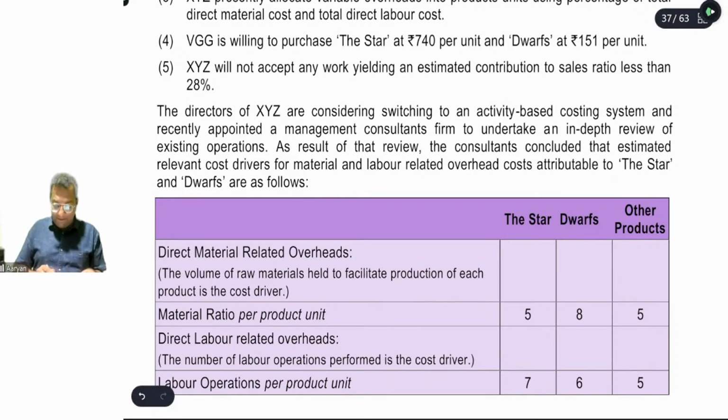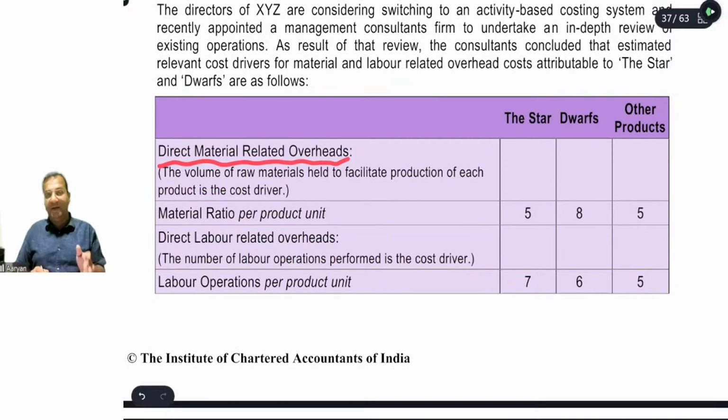For direct material related overhead, 36 lakh rupee is the cost pool. The volume of material held to facilitate the production of each product is the cost driver. Intentionally, beta, I am not interpreting this line because I want you to be master in the interpretation skill. That's why I'm just giving a plain reading. I'm not interpreting this particular data.